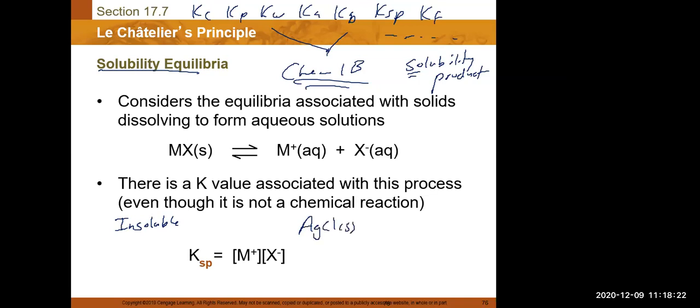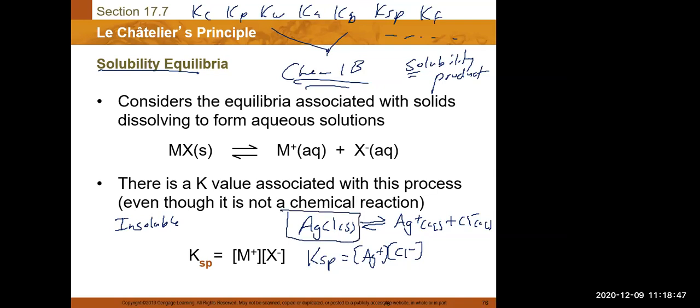For example, if we had something like silver chloride, we think about it as a solid, but even though it is a solid, it will set up an equilibrium where it breaks apart into its ions, silver ions and chloride ions. We can write an equilibrium expression for this, which would be the KSP is the silver ion times the chloride ion. We would not include our reactant because it is a solid, so it's not included.